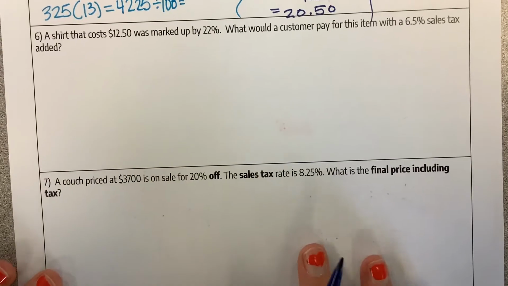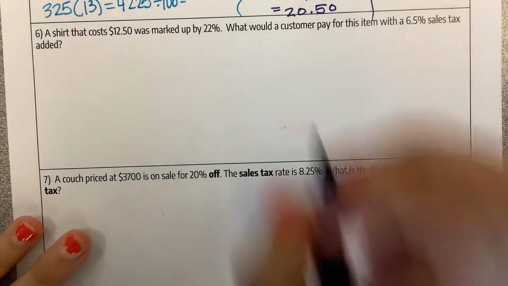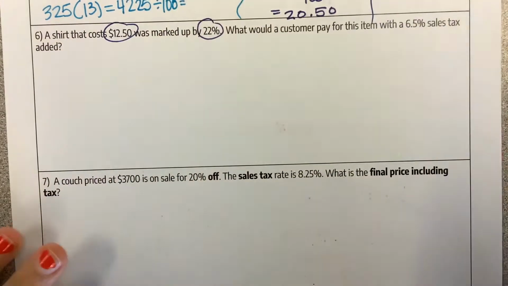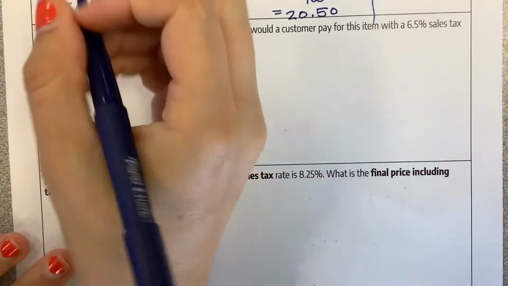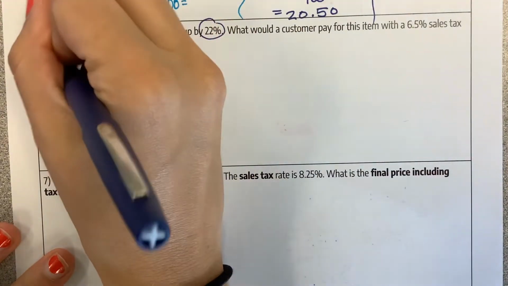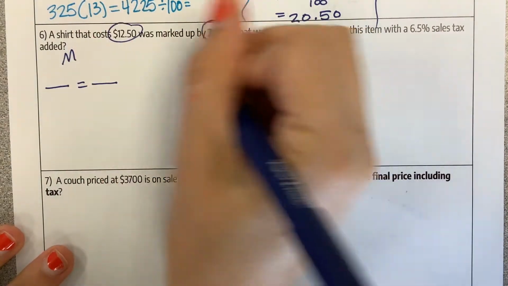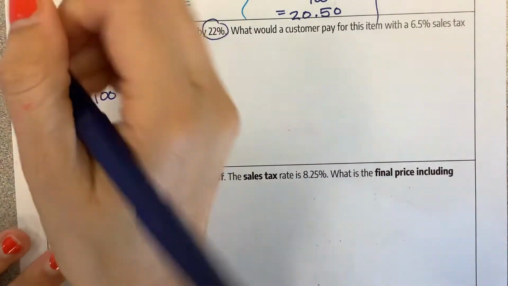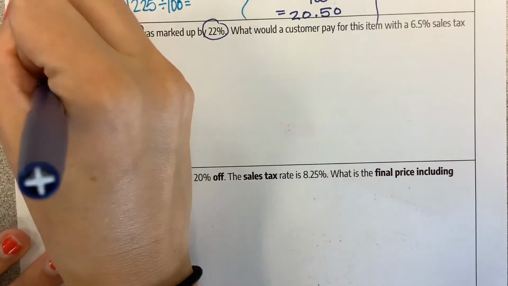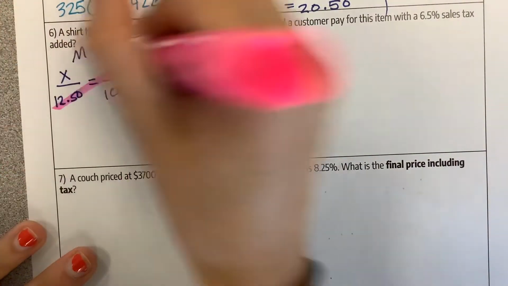Let's look at another scenario. A shirt that cost $12.50 was marked up by 22%. What would a customer pay for this item with a 6.5% sales tax added? So let's first find the markup. Okay, we've got our percent proportion. 22% is the markup. The original amount is $12.50. What is that markup going to be? Let's go ahead and solve.